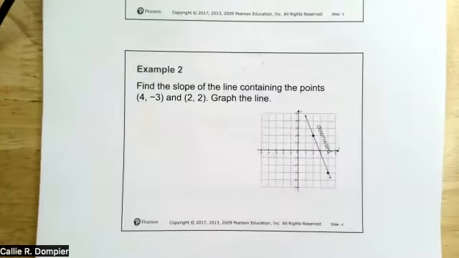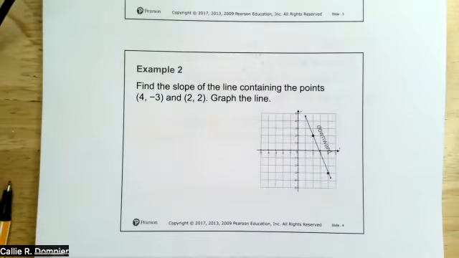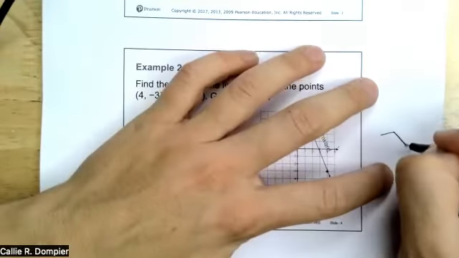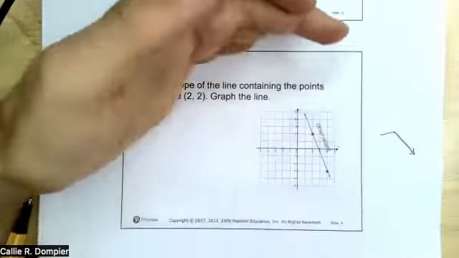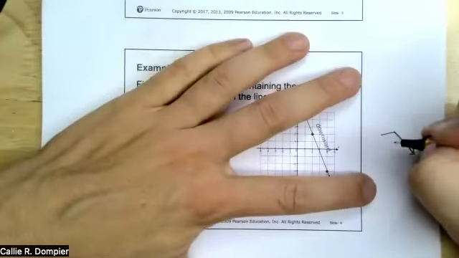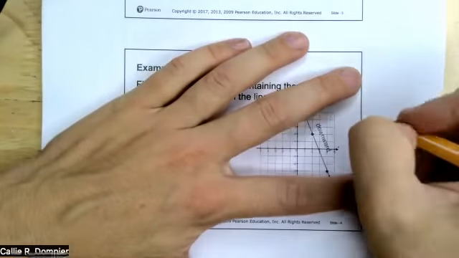On the other hand, if you are walking and you start going downhill, that is a negative slope.